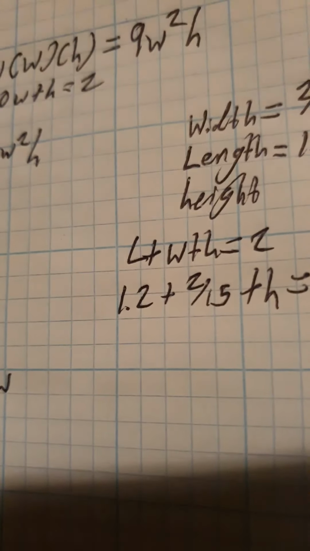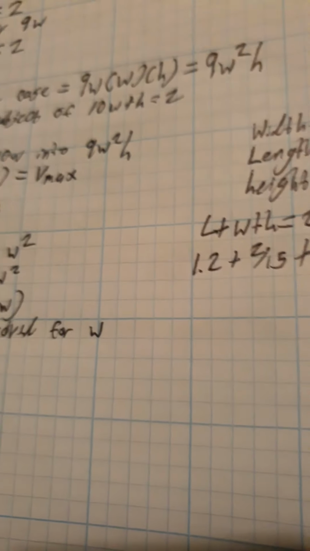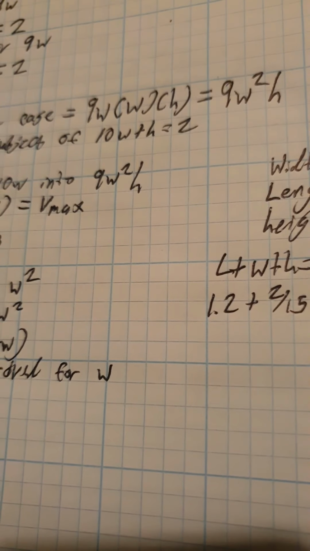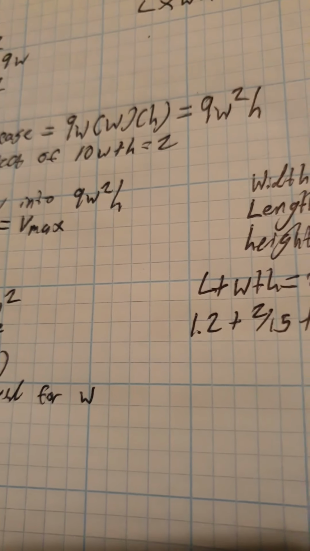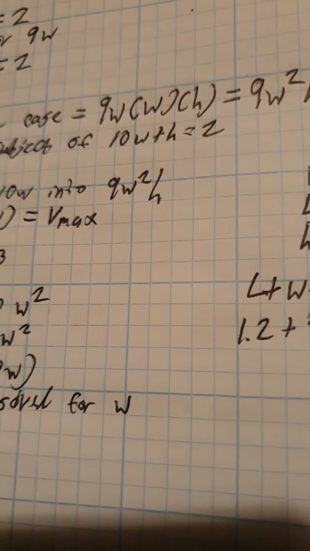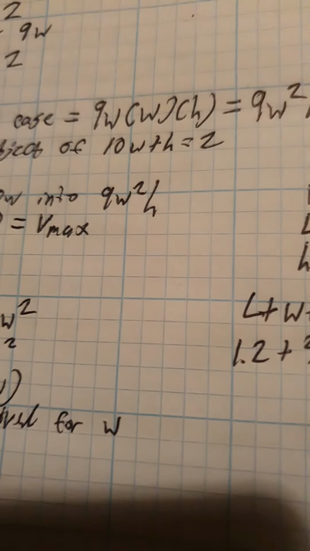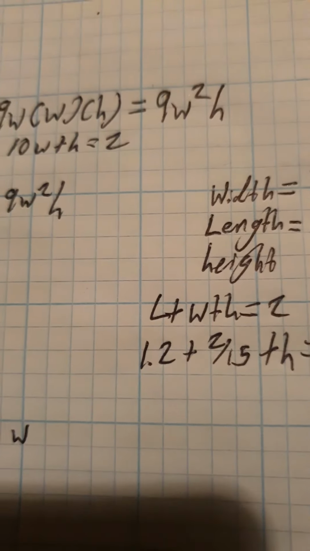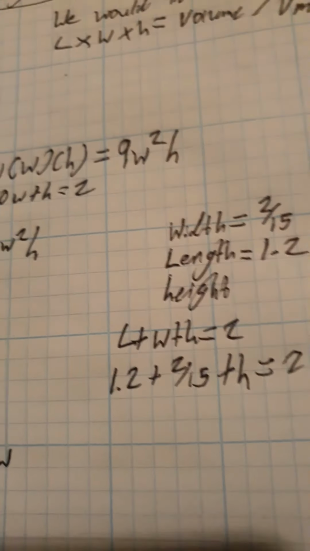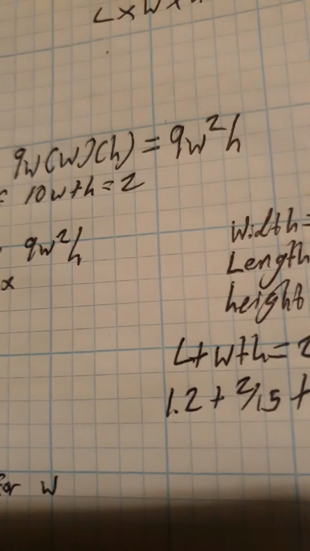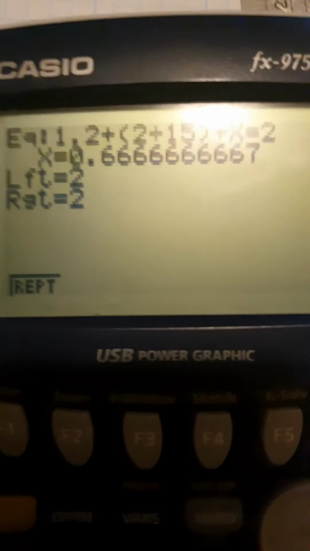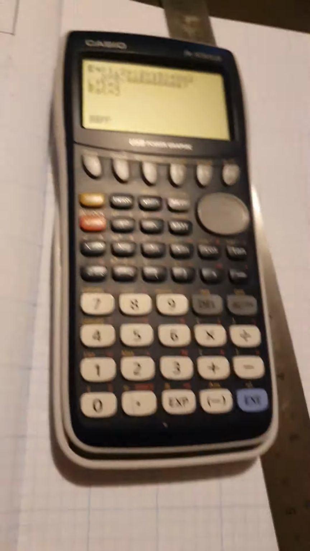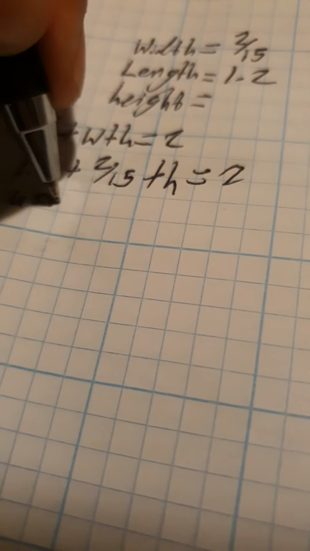Our number that we want. So that will be 1.2 plus 2/15, and then we'll have plus X, which is H, but the graphics calculator doesn't offer any other variables, which I don't really expect it to. Then we'll solve that. Then we get 2/3. So we've got 2/3 now, and that means that the height equals 2/3 because we proved it using solver.